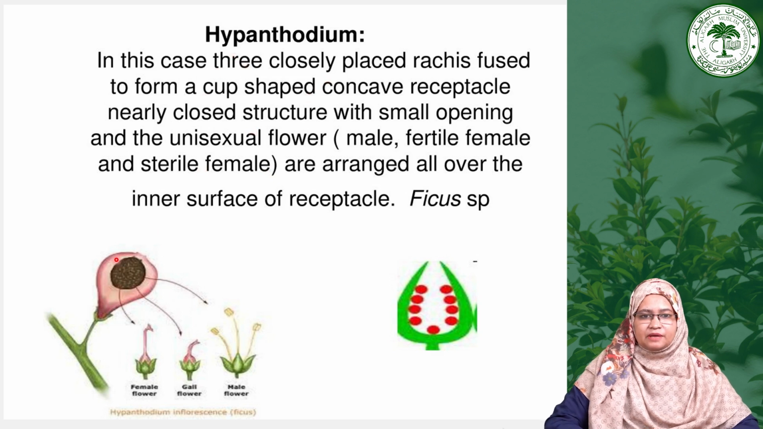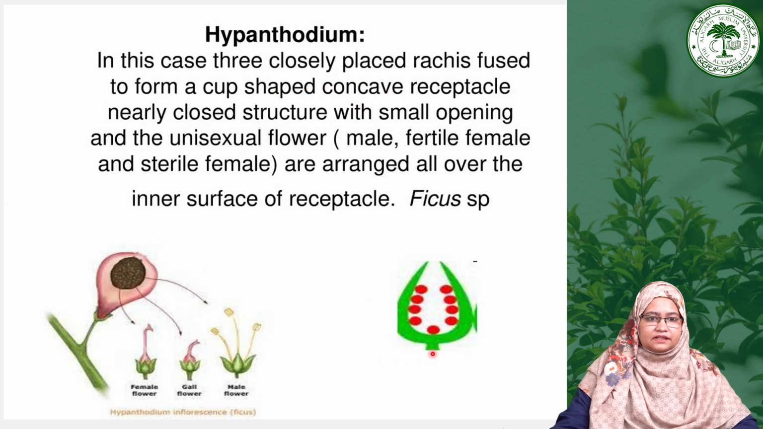The next special type of inflorescence is Hypanthodium. In this case, three closely placed rachis fuse to form a cup-like structure. As you can see, a cup-like structure is formed by the fusion of three rachis, and due to this it has a very small opening. Due to the fusion of three receptacles or rachis, it has different types of flowers, in which male, female and sterile flowers are present.